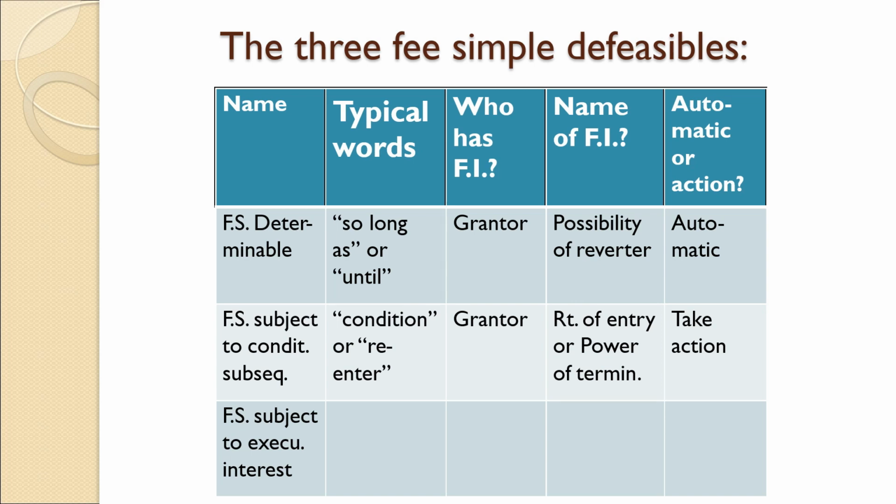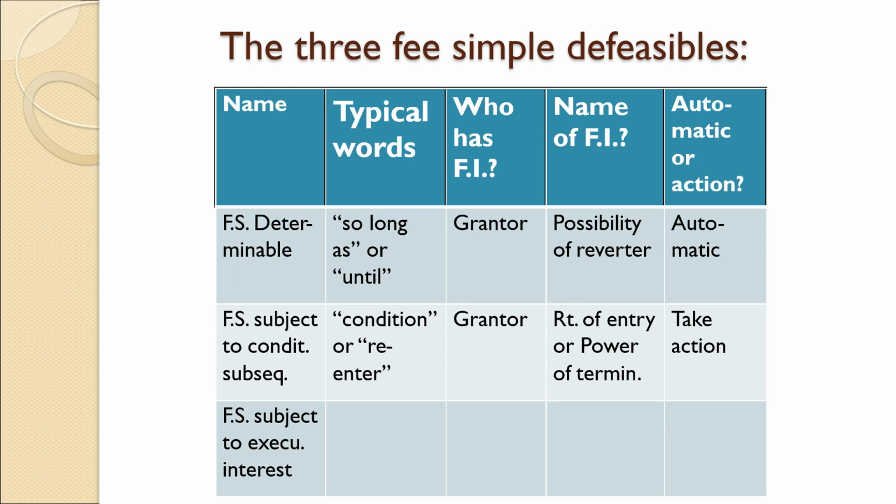What do we mean by taking action? What sort of action should the grantor take? Well, there are several possibilities. The grantor could bring a suit to get possession back again. The grantor could send a notice to the person who had the fee simple on condition subsequent, telling them, move off, I'm taking the property back. The point is that the grantor has got to do something specific to indicate that the grantor wants the property back. It won't come back automatically.